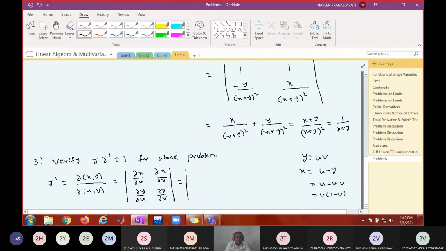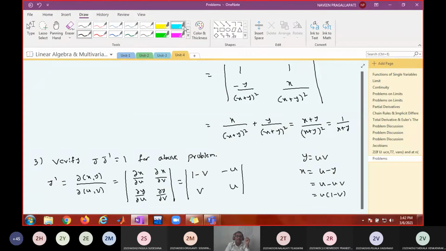So what is this? What is dou x by dou u? Please respond. 1 minus v. Dou x by dou v? Minus u. Dou y by dou u? V. Dou y by dou v? U. So what is the simplification?